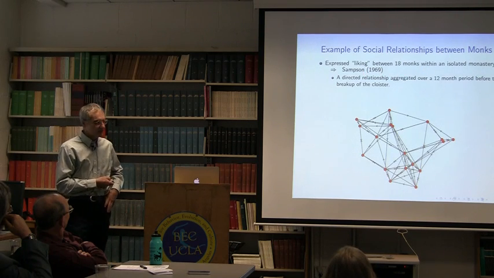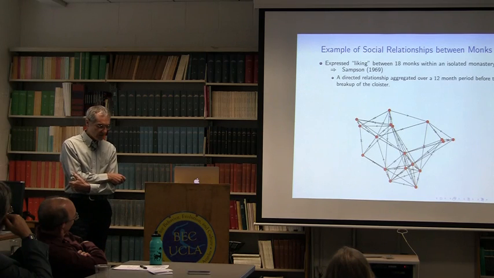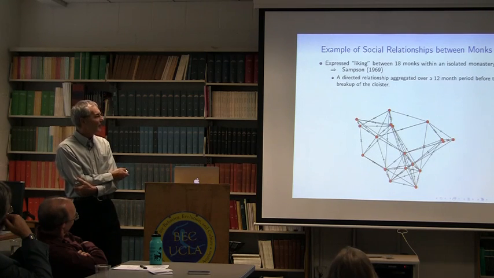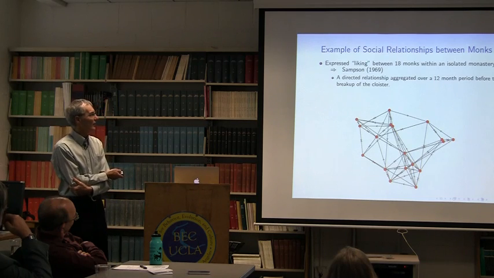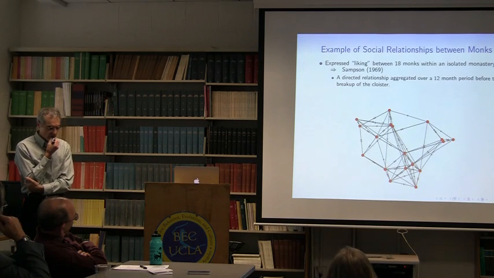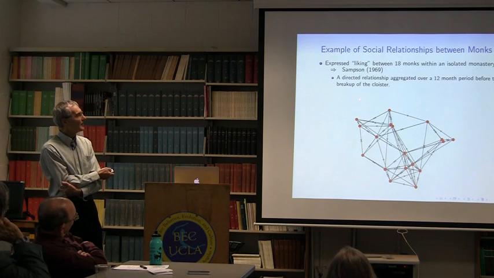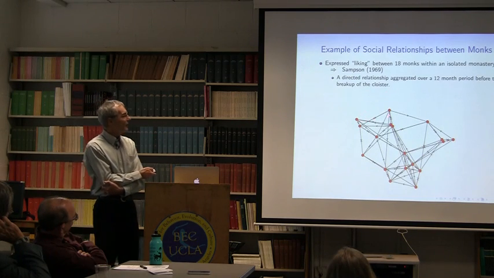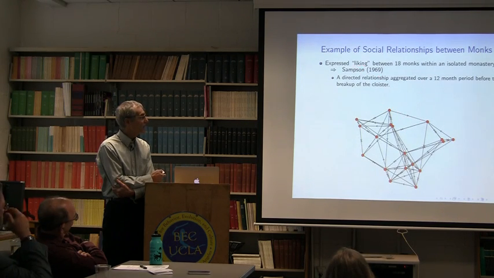And this led to a large amount of data on the social structure, qualitative analysis, and Sampson's thesis was basically a qualitative analysis of what he observed. But he also did a lot of direct measurements through the 12-month period, and here's some of the data from it. So what we have here are the nodes being the 18 monks in the cloister, the red dots, and the lines here represent a particular measure expressed of liking.